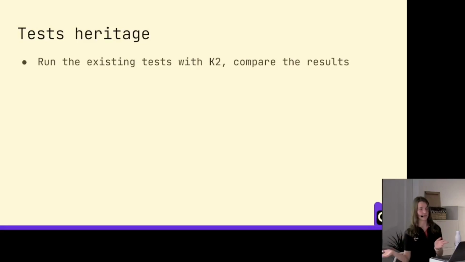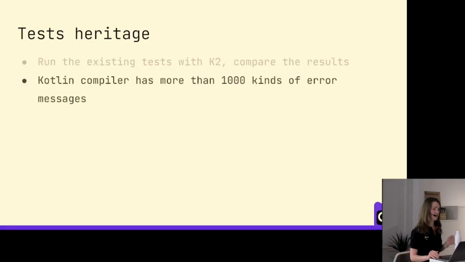We have compared results. We have fixed something. And among those tests, we have more than 1,000 kinds of error messages. It's not always that simple that you just fix the tests. Some errors are very specific and very important. Let's play another game. What is the worst error in the compiler?